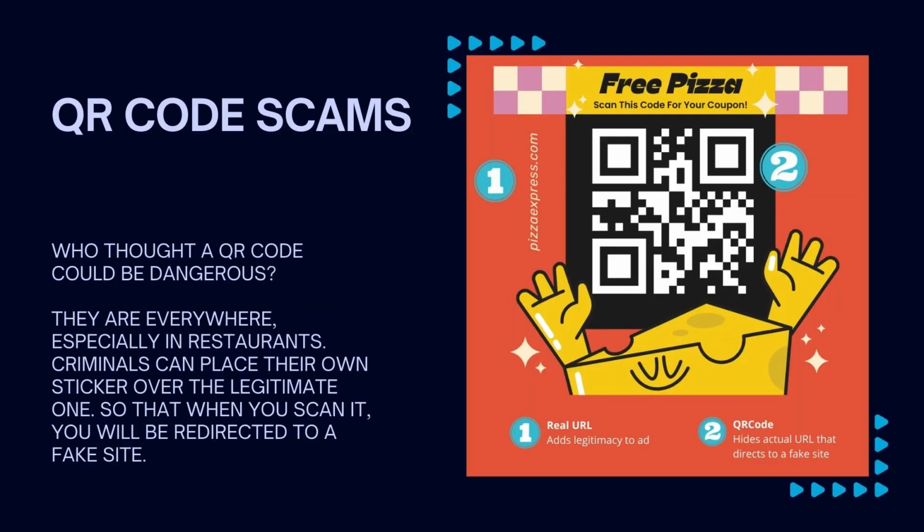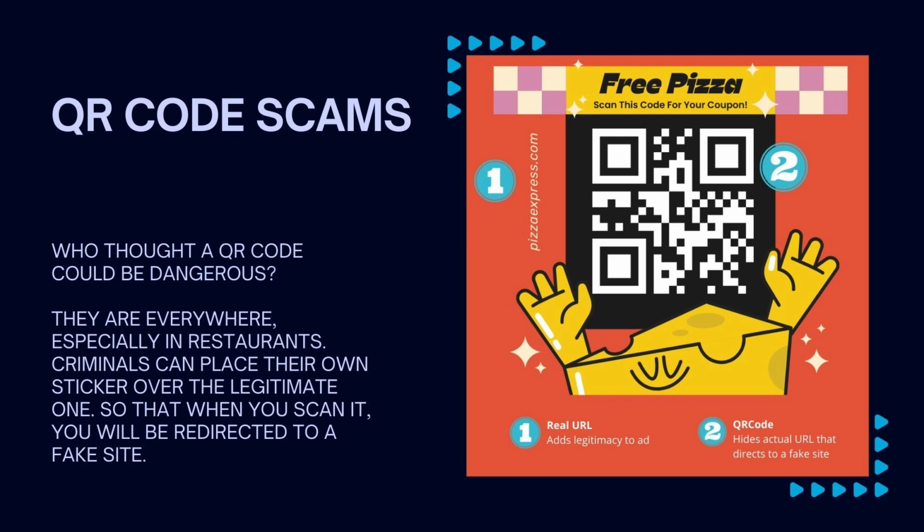Now the next type of scam is the QR code scam. Who thought a QR code could be dangerous? They are everywhere, especially in restaurants. Criminals can place their own sticker over the legitimate one so that when you scan it, you are redirected to a fake site. Some QR scans are used to spoof sites that steal your information.